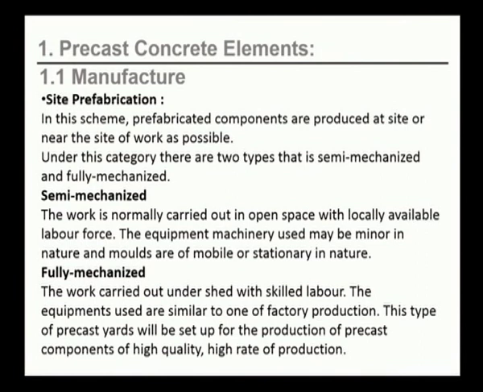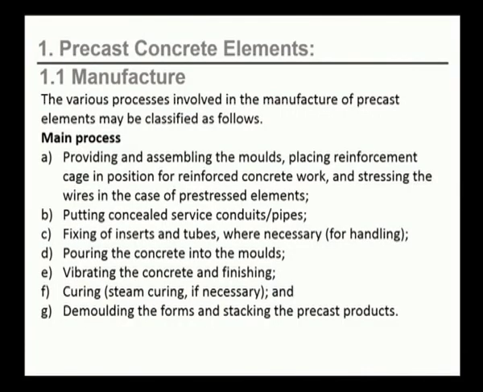The equipment used is similar to that used for factory production, and this type of precast yard will be set up for the production of precast components of high and precise quality, and this would also have a high rate of production. The various processes involved in the manufacture of precast elements are classified and listed as below. The main process: providing and assembling the molds, placing the reinforcement cage in position for reinforced concrete work, and stressing the wires in the case of pre-stressed elements.